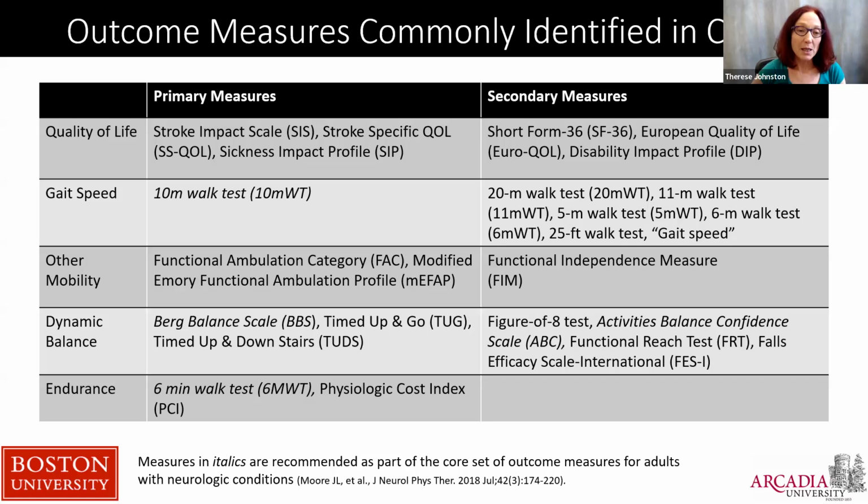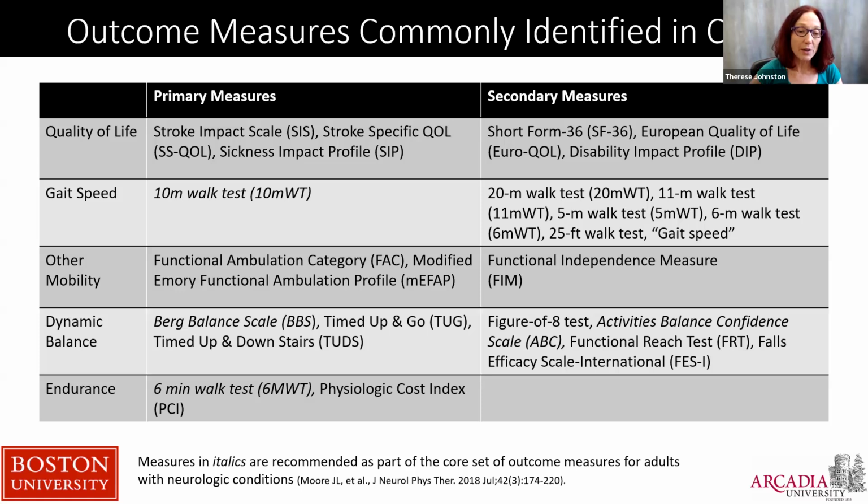And looking at gait speed, the majority of studies use the 10-meter walk test. But you can see in the secondary measures box that there were quite a variety of distances used for people who did not use the 10-meter walk test, but still all of them did use a shorter distance walkway.